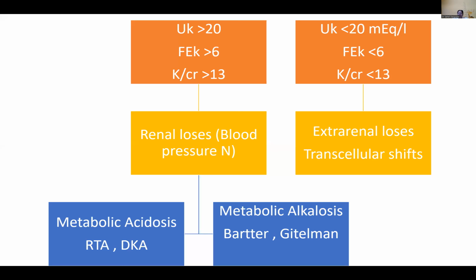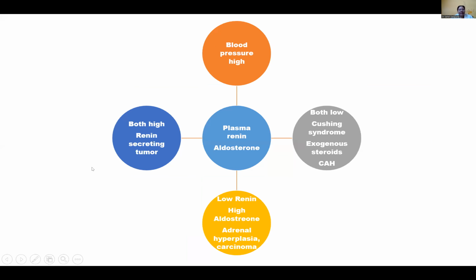And in the renal losses, if the blood pressure is normal, then we can see if there is metabolic acidosis, then it is RTA or DKA; if alkalosis, it is Bartter or Gitelman. Next slide. Okay, now if the blood pressure is high, we should check the plasma renin and aldosterone. And if both are high, then we should suspect renin secreting tumor. If both are low, then Cushing syndrome or exogenous steroids or CAH. And if renin is low and aldosterone is high, then we should suspect adrenal hyperplasia.